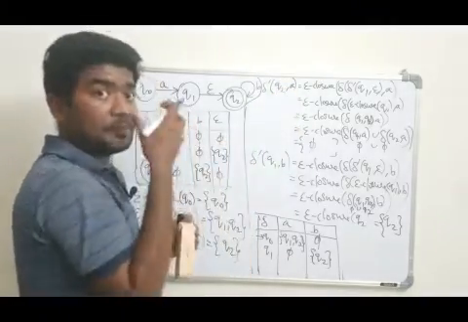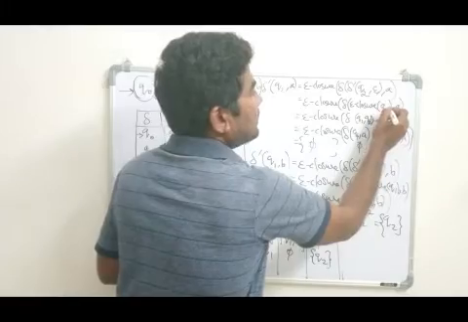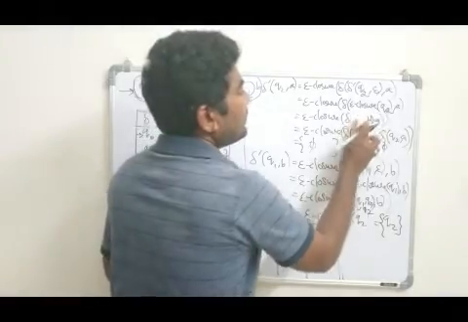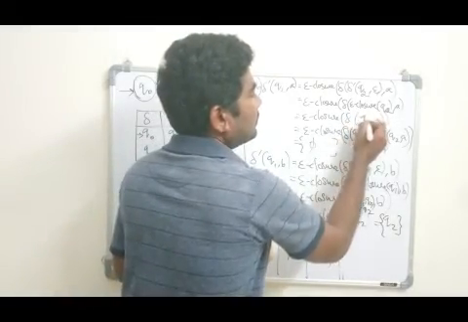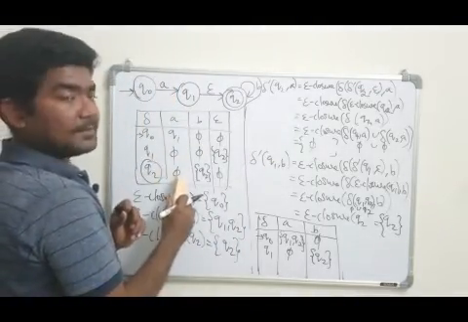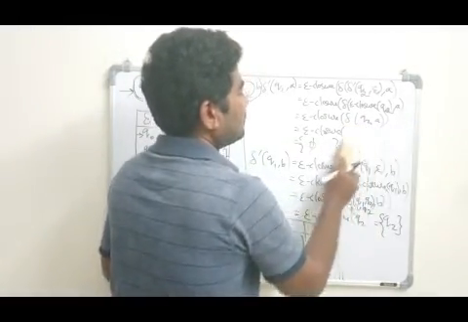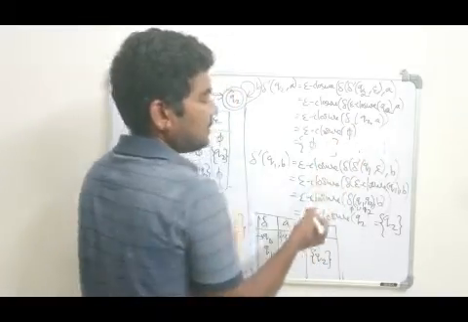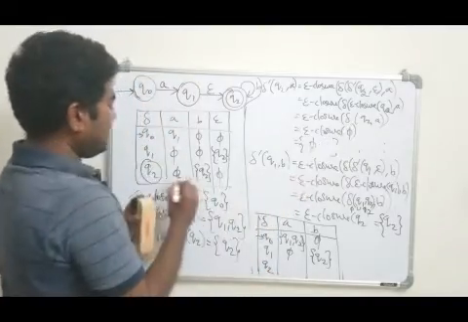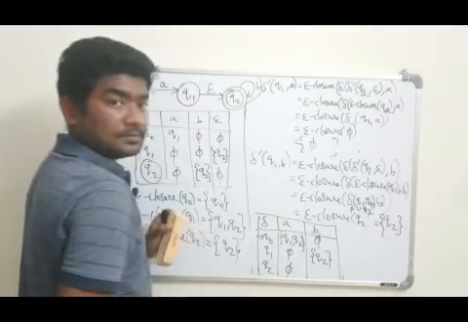Q2 comma A. What will we put for Q2 comma A? Here also I will change it as Q2. Then epsilon closure of Q2 is Q2 again. So here I'll be changing it as Q2 comma A. Then what is Q2 comma A? Q2 comma A is pi. Epsilon closure of pi is also pi. So I am getting pi as the answer.